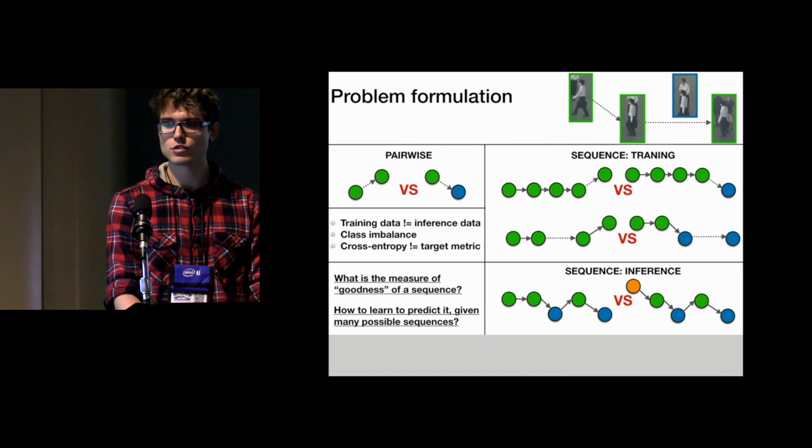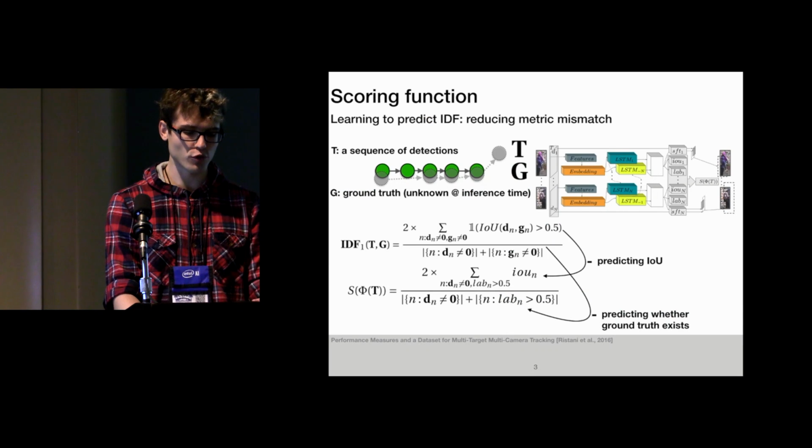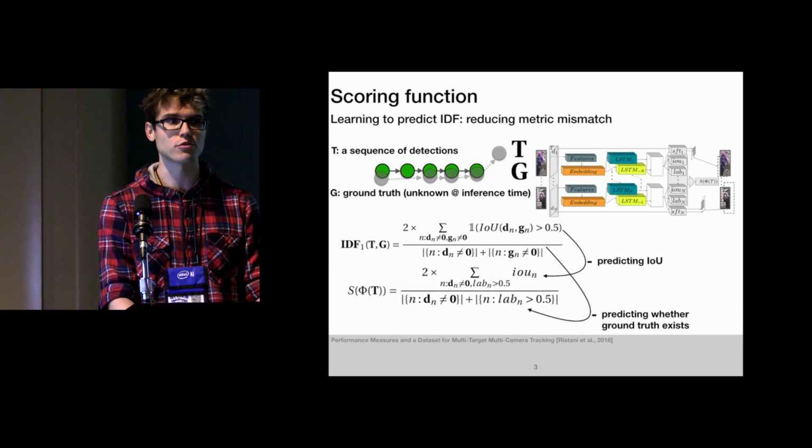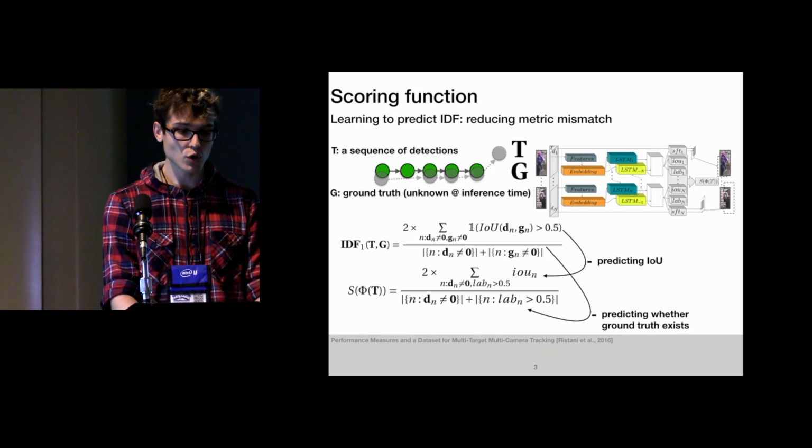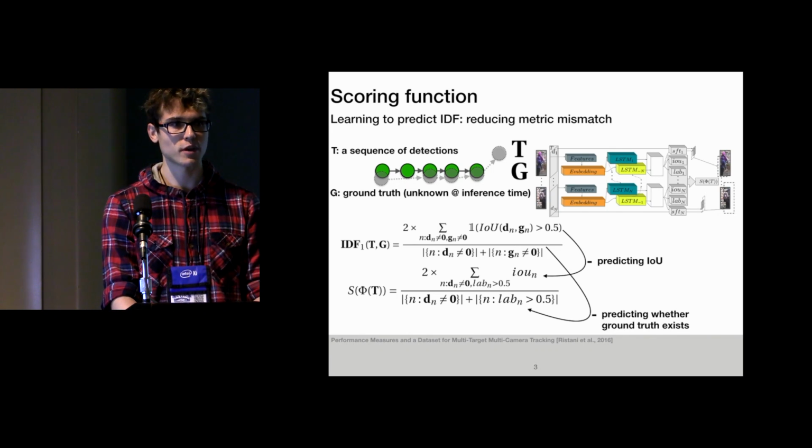Let's start by answering the first question about what is the measure of goodness of a sequence. Ideally, we would like such a measure of goodness that reflects the target tracking metric that we care about. And so what we're trying to do is to reduce the metric mismatch, which is the mismatch of training and inference metric, by learning to predict the IDF1 metric.